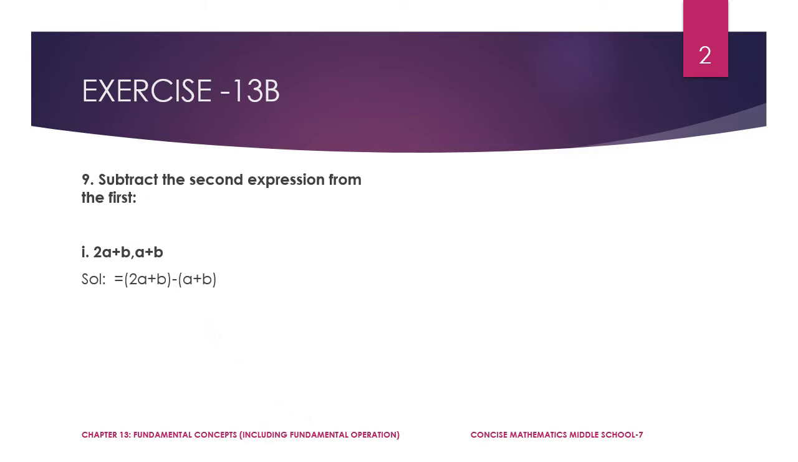Our next step is, be careful while doing it. You have to multiply this minus inside with a, and as well as you have to multiply this minus with b. Okay, so when you multiply it, it becomes 2a plus b. You can write it as it is, and minus into plus becomes minus a, minus into plus b becomes minus b. Okay, let me tell you once again.